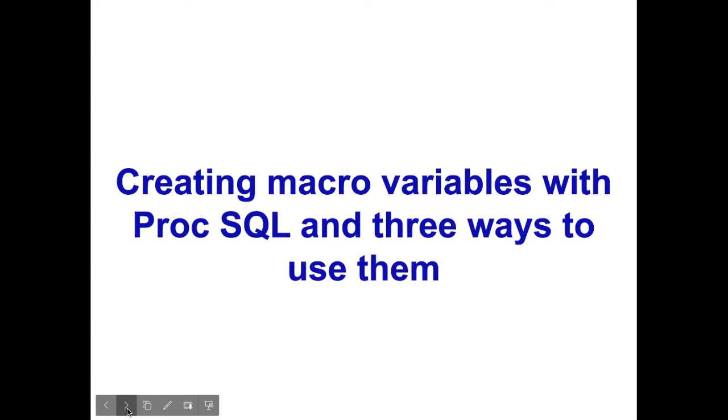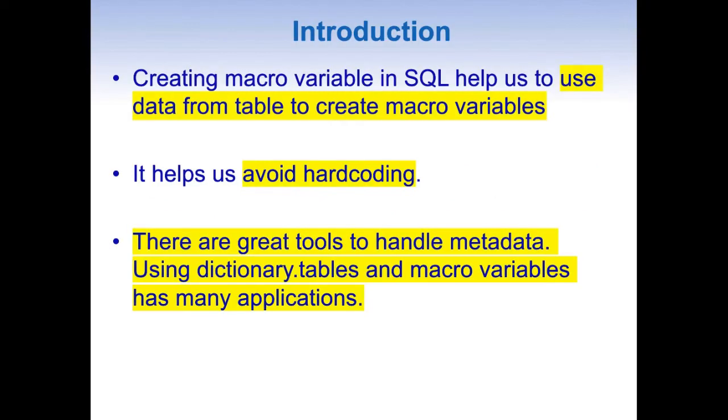And today's topic is creating macro variables with Proc SQL and 3 ways to use them. Till now we have seen 2 ways of creating macro variables. First one is %let statement and second one is SAS macro parameters. Both these require user input. But while creating macro variable using SQL, it helps us to use data from the table to create macro variables. In this way, it is different from what we have seen before. This helps us avoid hard coding.